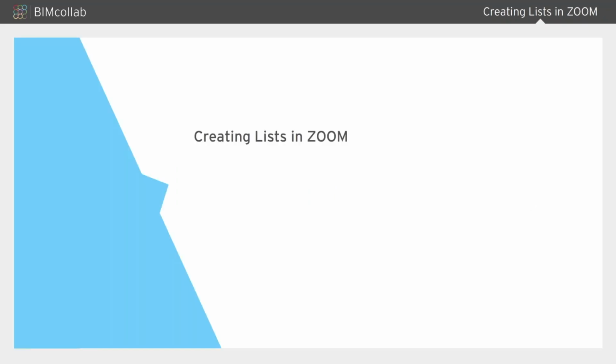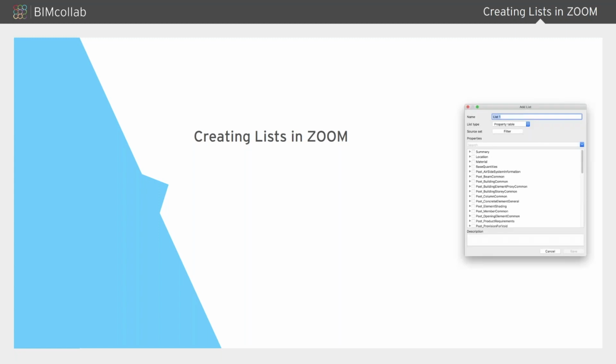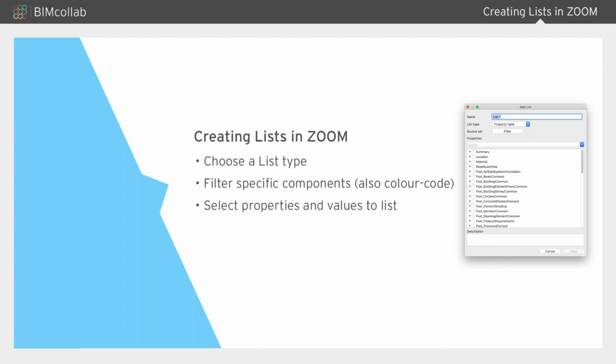So the next step would be to actually create the lists themselves. As I've mentioned, we have several options to create lists. You would want to choose a list type first. Then we have a filter option that works similarly to our smart views. So you can filter out specific elements like windows or doors, or windows and doors, or separate walls, and then even color code them with the same technology that we use for smart views.